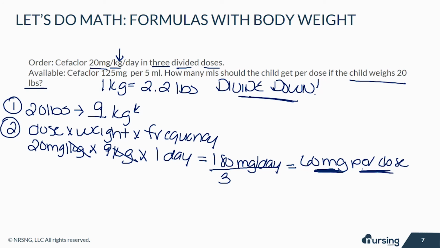Okay. Again, go back to the question and make sure that you're answering exactly what it's asking you, okay? What we're missing here is per ml. How many mLs should this child get? So that's what the question is asking. Per dose, how many mLs does the child get?